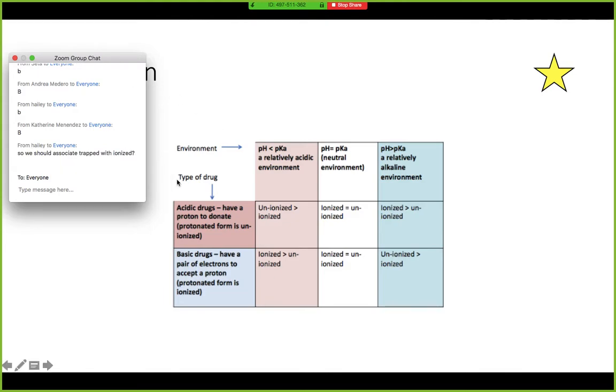So my advice, if you get to the point where you're just like, I can't even, associate trapped with ionized. That's 100% correct. So if you're not a chemistry person and you're just like, I can't even do this, all you need to do is memorize this chart and you will get that question correct on the exam.